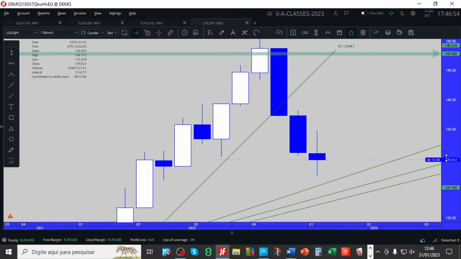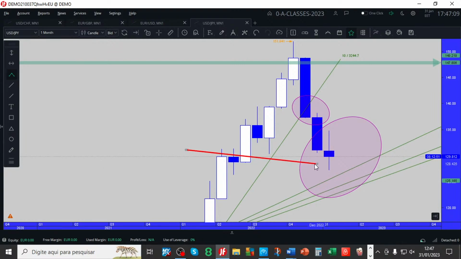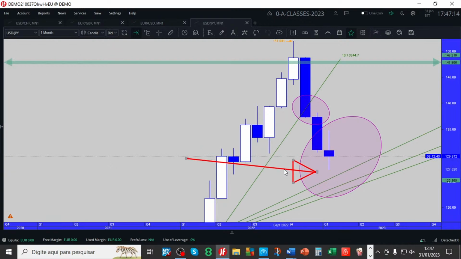Everybody, this is now the USD JPY monthly chart. What are you going to do in here? So the market broke the first aggressive uptrend line, and now you are at the next aggressive uptrend line. What are you going to do in here? Should you sell, buy, wait for a retracement?